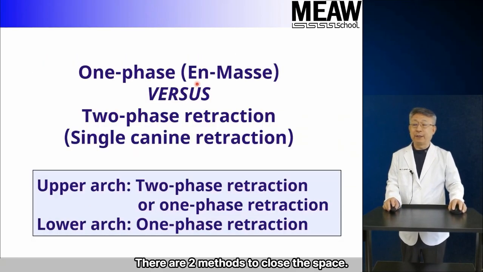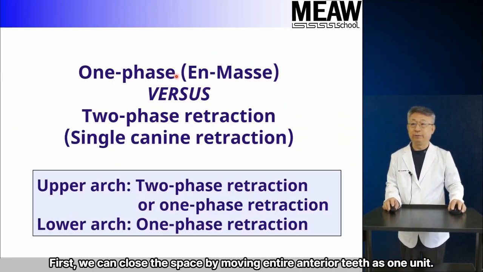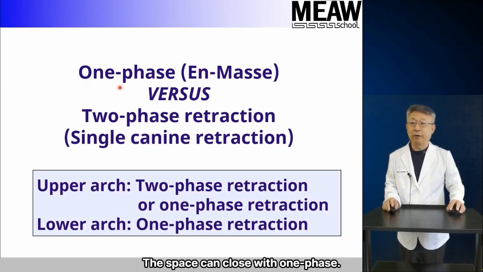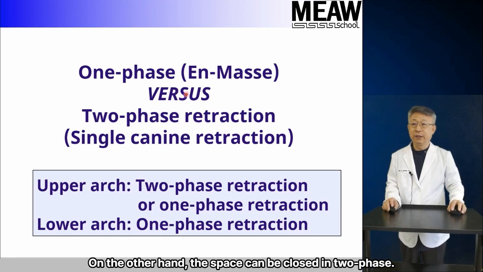There are two methods to close the space. First, we can close the space by moving entire anterior teeth as one unit. In this case, it is called en masse retraction. The space can close with one phase. On the other hand, the space can be closed in two phases.